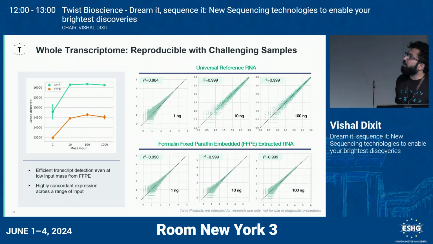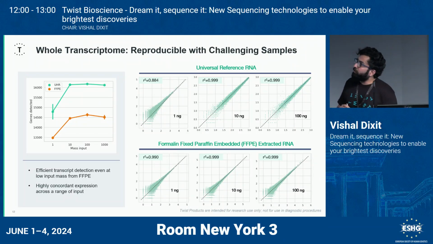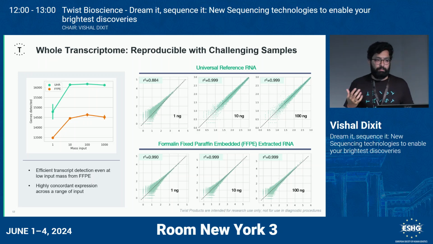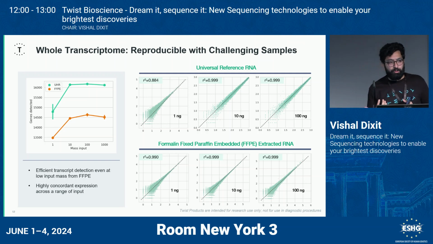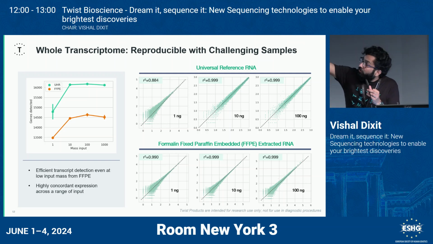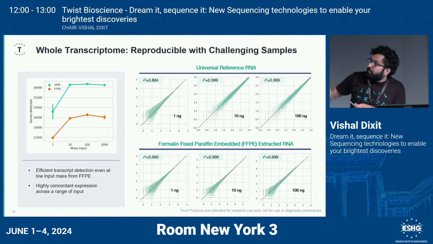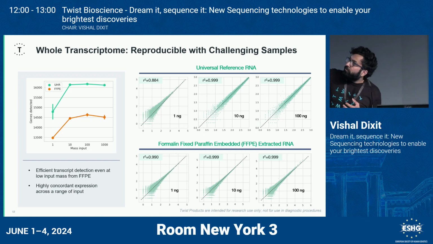So this is one of the really nice results I would like to show you, because right now, when we talk about RNA, we also talk about cell-free RNA, and what is the amount of RNA that we can use to convert into the library. So if you see the first graph, the x-axis is the mass input, and the y-axis is the genes detected. And green represents the good quality or universal reference RNA, and the orange represents the FFPE sample. So you can appreciate that even with 1 nanogram or 10 nanogram of RNA, the sensitivity of the assay is still not sacrificed. You can still detect more than 15,000 genes even with 10 nanogram of FFPE RNA.